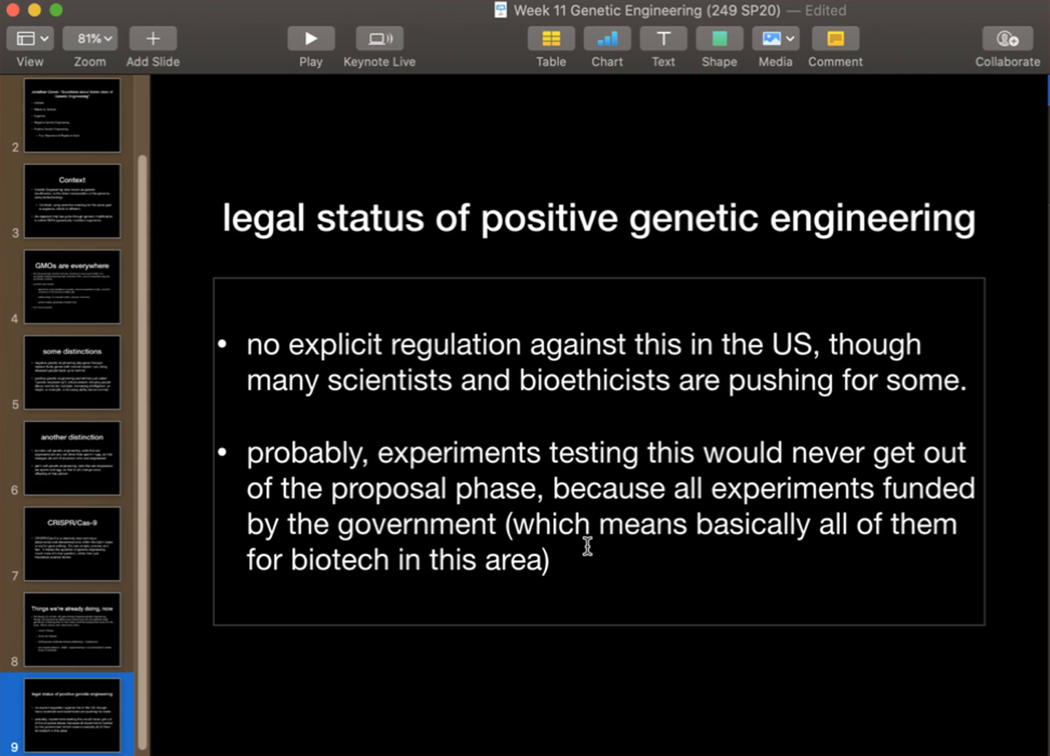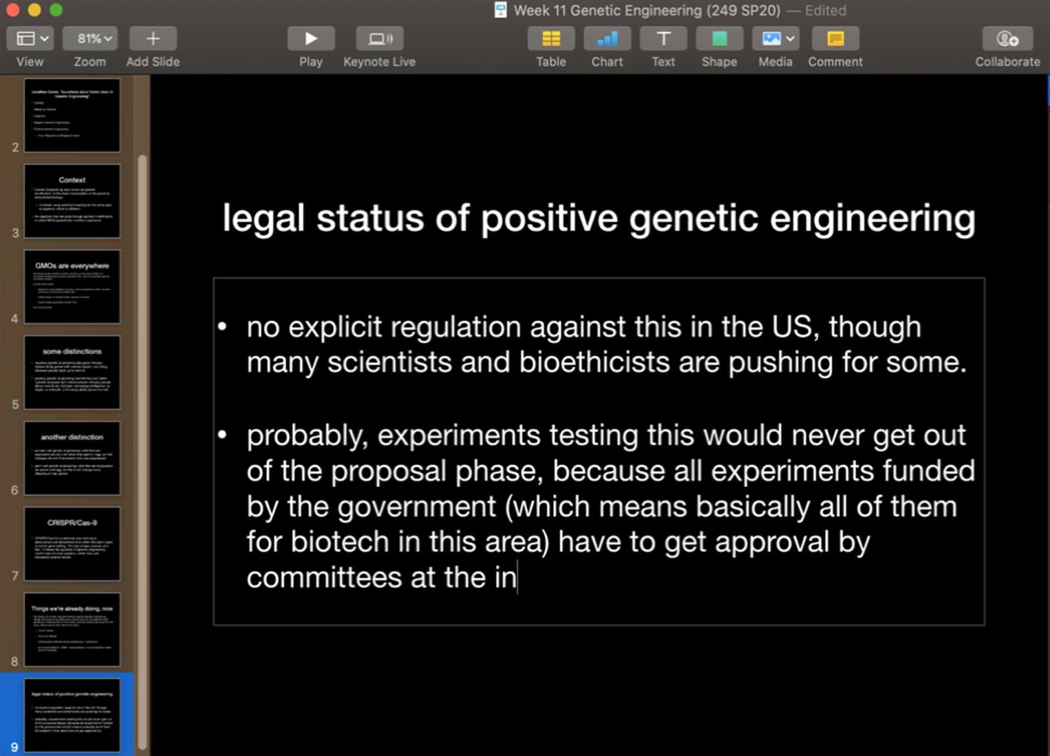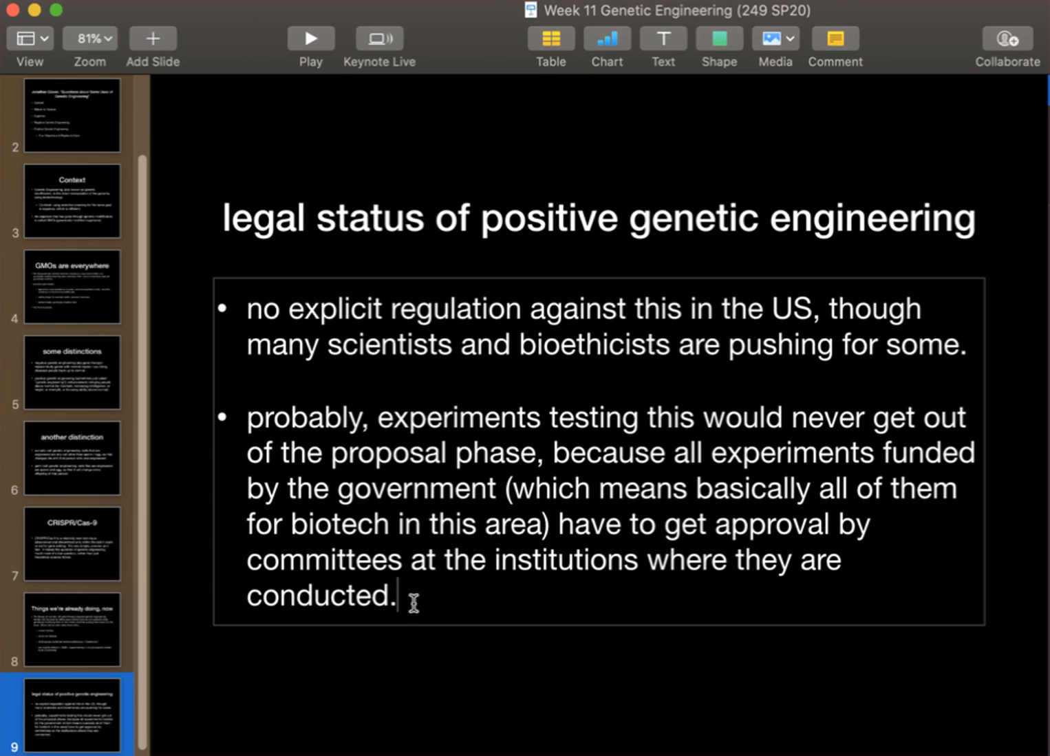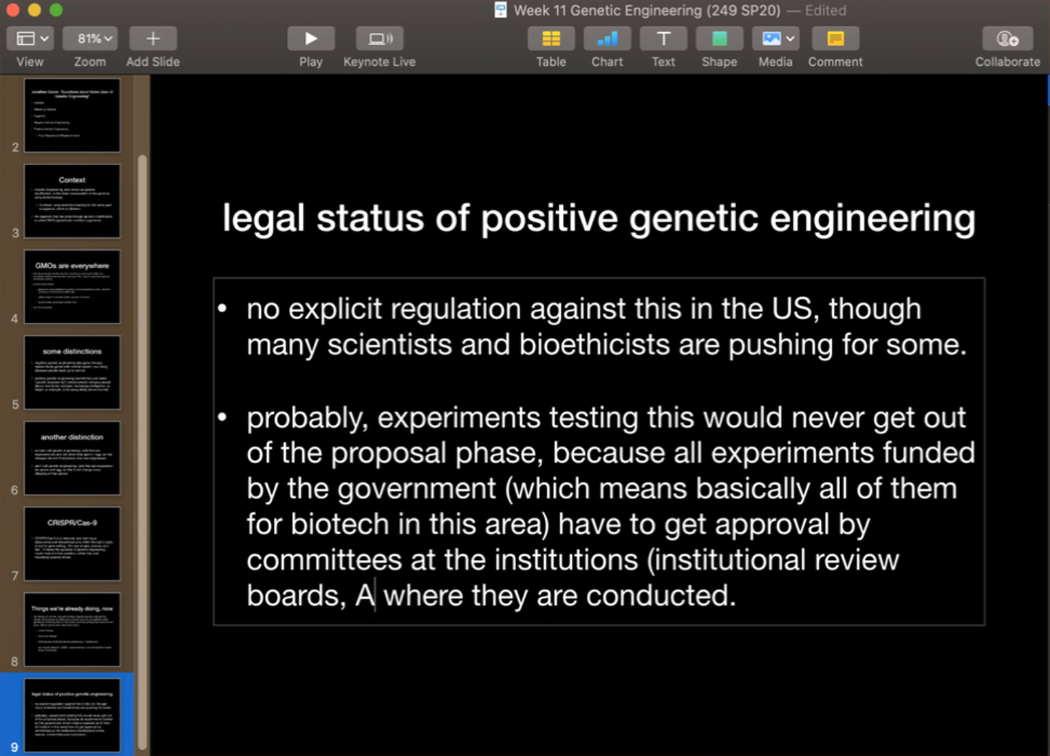All experiments funded by the government have to get approval by committees at the institutions where they are conducted. So if you want to conduct a study at Rutgers, there's a special committee at Rutgers. These are called IRBs, institutional review boards. You may have heard that acronym before. Rutgers has an IRB, Harvard has an IRB, every place that does research has an IRB.